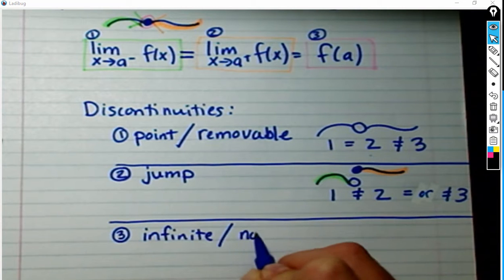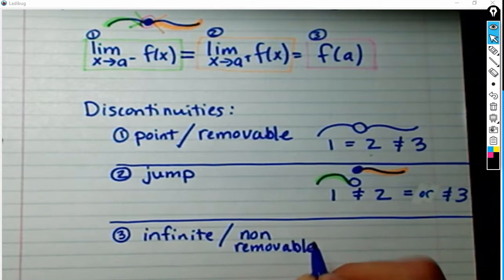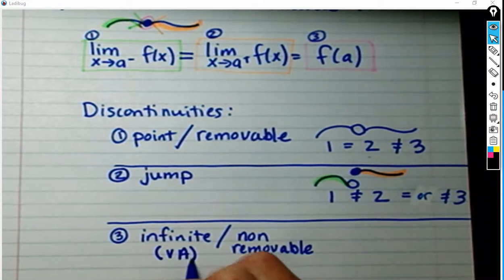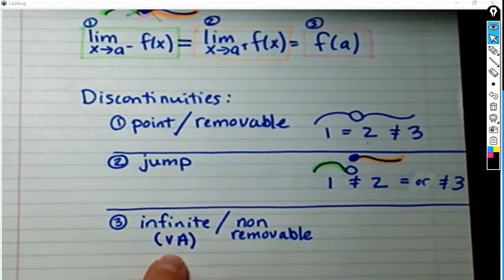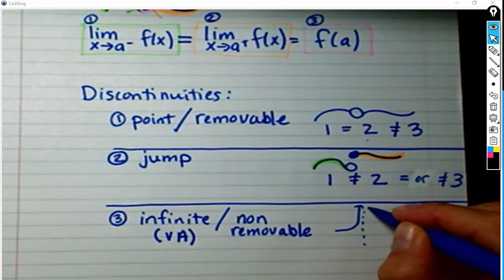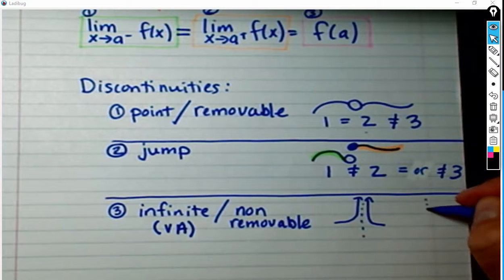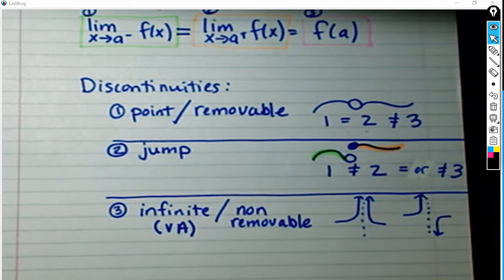The third type is infinite or non-removable. Okay. This infinite discontinuity that we're talking about is actually referencing a vertical asymptote. And so, dot, dot, dot, I'm just going to draw. Okay, it's possible that they're pointing in the same direction. It's also possible that they point in opposite directions. But that's still a vertical asymptote that we're looking at.